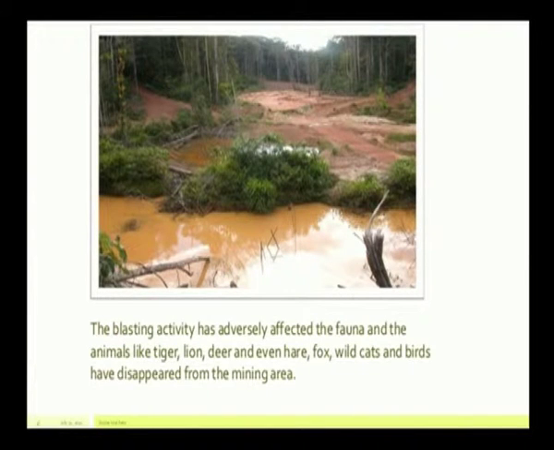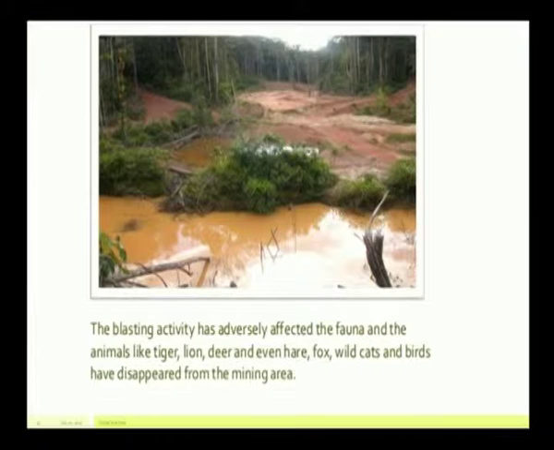The blasting effect has adversely affected the fauna, and animals like tiger, lion, deer and even hares, that is rabbits, fox, wildcats, birds have disappeared from this area. Obviously, they do not realize that dynamite can cause quite a lot of repercussions on the flora and fauna. Even plants are capable of dying because of the high decibel noise, because of the pollution, the particulate matter in the air, and because of that all these animals have moved away completely from that area and some have completely perished. Moving on to conservation of minerals.